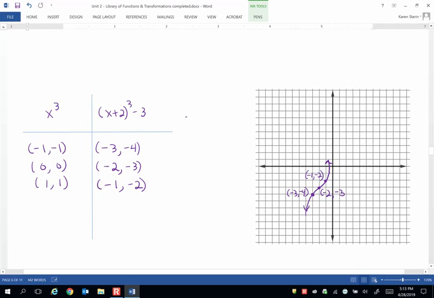So again, what we had to recall was that x cubed went through the origin and had a snake shape, and then the two transformations were rigid and they preserved that shape. So we drew a little curve through (-2, -3), because that is where the origin transformed to.